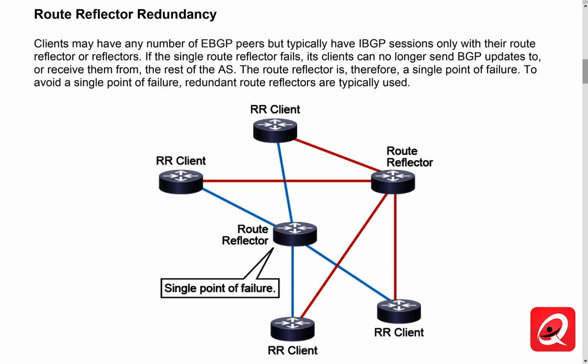So before you can configure a route reflector to peer with different clients, the first thing you need to do is, of course, establish the adjacency with those clients. So that would be a standard BGP configuration using the neighbor remote-as command. So that would be step number 1.